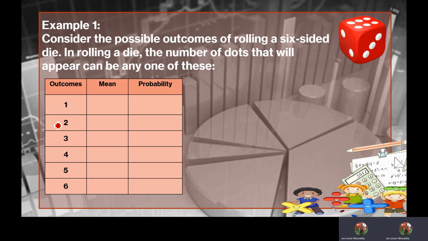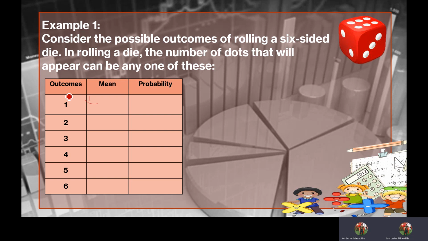So, pwedeng lumabas yung face na 1 or yung dot 1 or may dot na dalawa, dot of 3, dot of 4, dots of 5, and dots of 6. Okay. Now, yung goal natin ngayon is to get the mean of these possible outcomes. So, kukunin natin yung mga means of each outcome. So, ano nga ba yung mean dito sa ating outcomes na 1? Paano nga ba kunin si mean ulit? Ito yung sum ng ating mga possible outcomes or values divided by the total values.